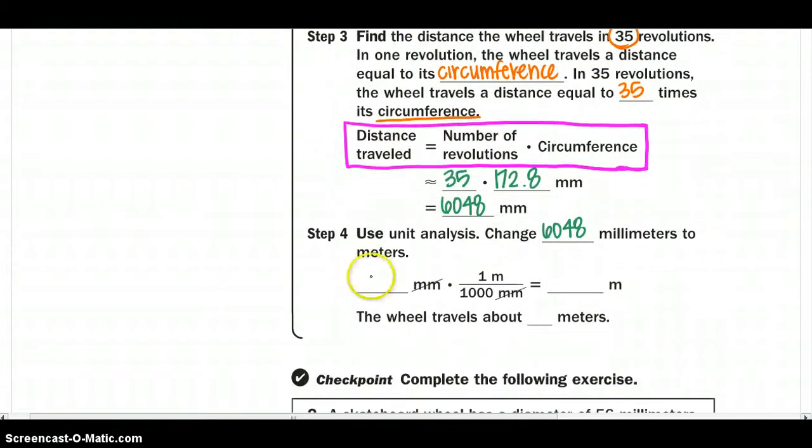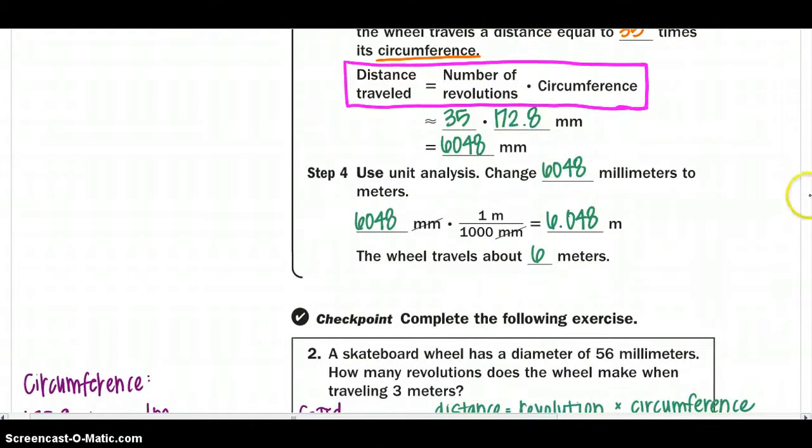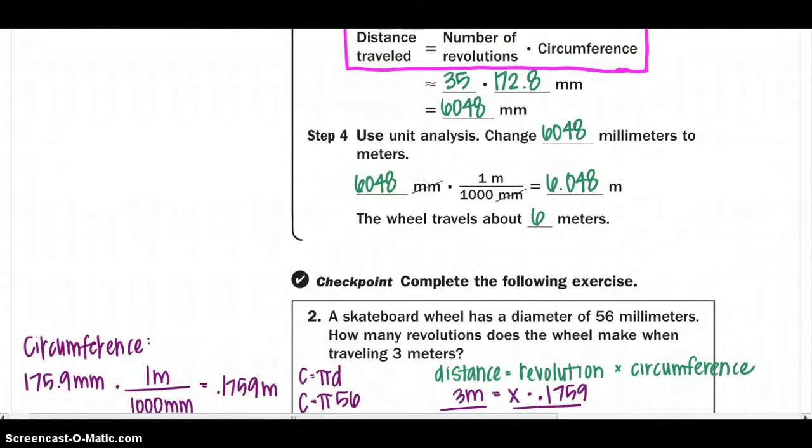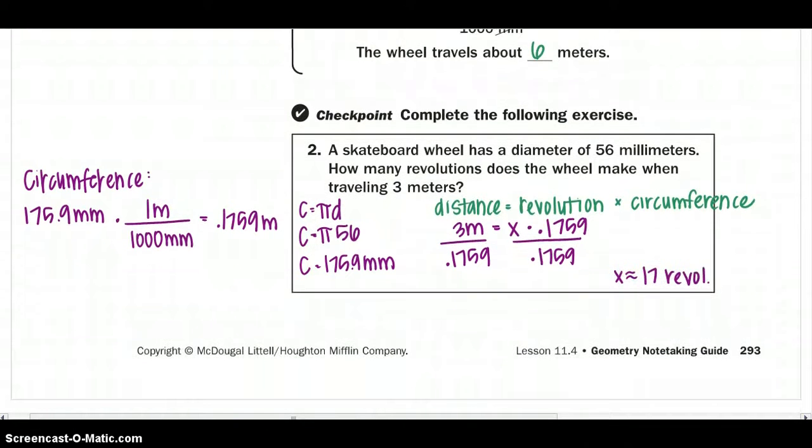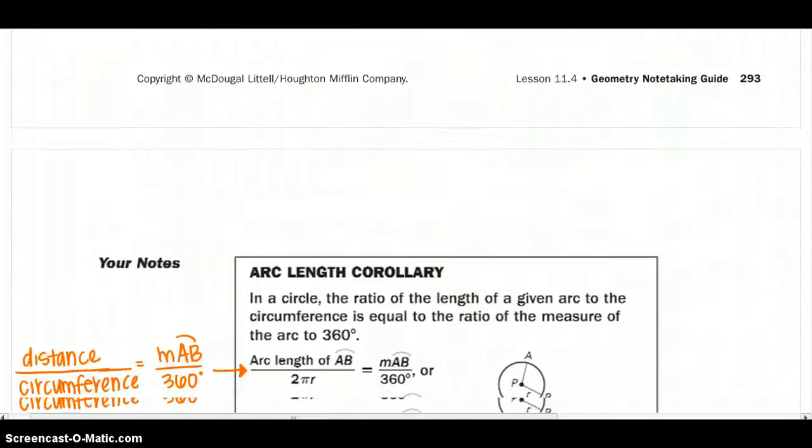So we will do our conversion. 6,048, 1 meter to 1,000 millimeters will give me 6.048 meters. So the wheel travels about 6 meters in 35 revolutions. So pretty cool how you can tell how many revolutions it takes to get a certain distance. So go ahead and do checkpoint number 2 using that same formula. A little different technique, but you can go ahead and stop and then check your answer.